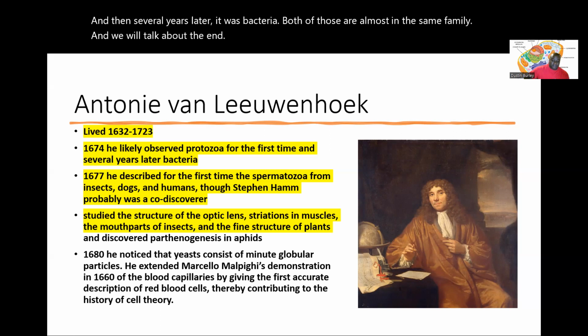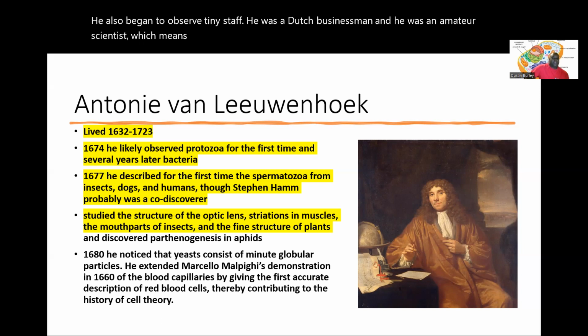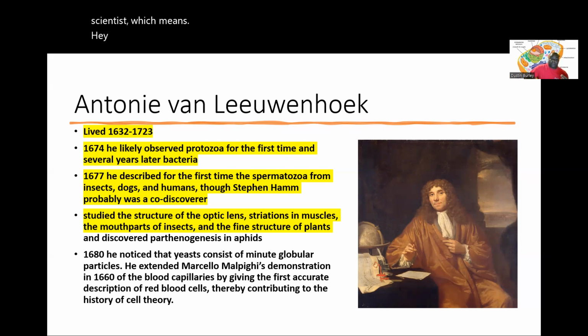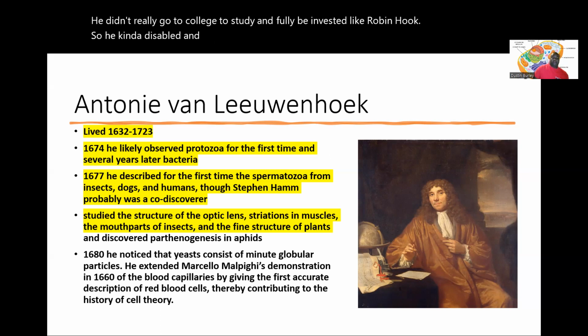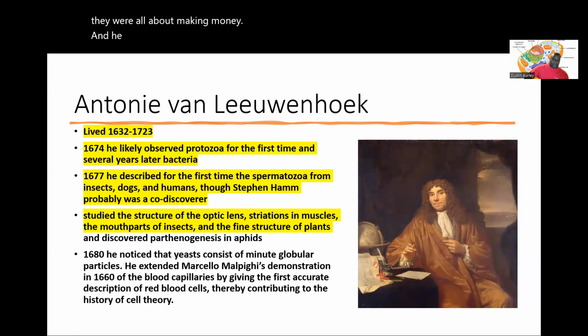He also began to observe tiny stuff. He was a Dutch businessman and he was an amateur scientist, which means he didn't really go to college to study and fully be invested like Robert Hooke. So he kind of dibbled and dabbled. And being a businessman, especially in these time periods, they were all about making money. And he made his own lenses to see in the microscope.